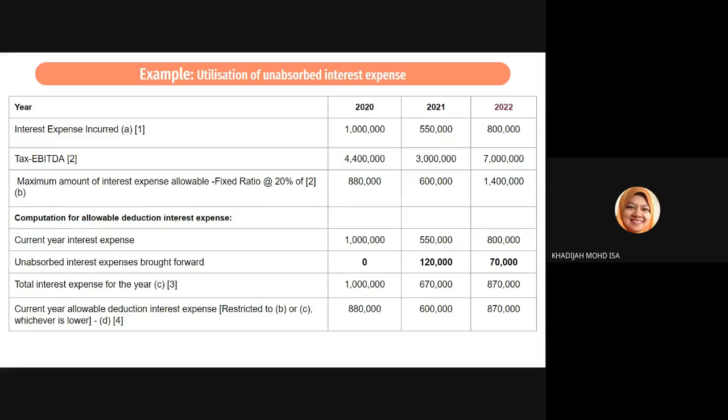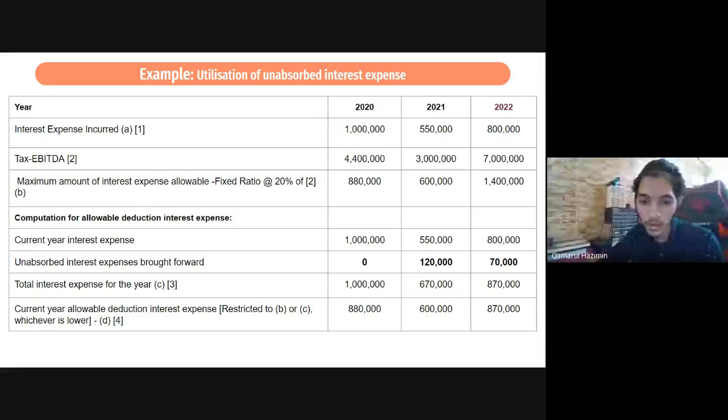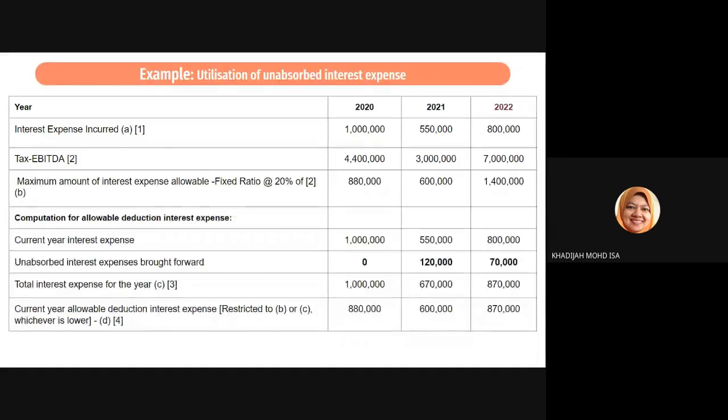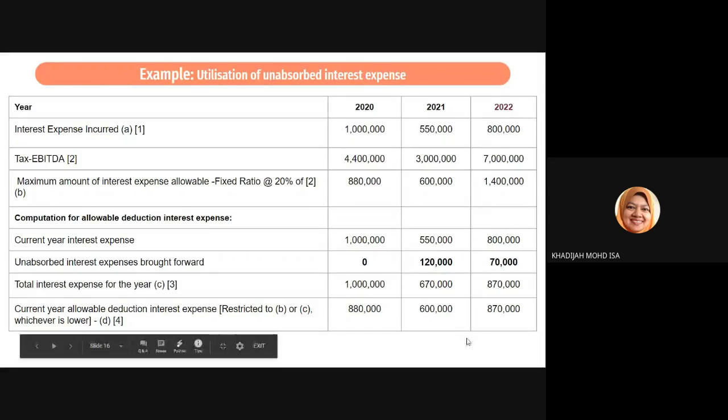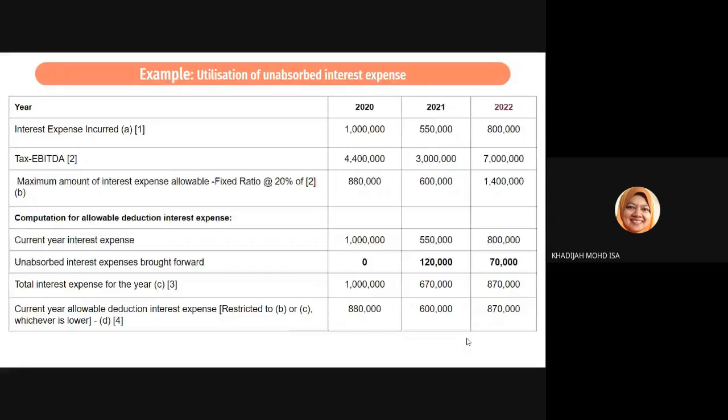But for 2020, you don't have any current year unabsorbed interest because everything is absorbed. Maybe this is the first year, so they don't have the previous unabsorbed interest expenses brought forward. So first, you must know how much interest expense is incurred. That is the first line. And the third line is for you to determine the maximum interest that you can claim. But how much you can actually claim also depends on how much you actually incurred, because you have to take the lower of the two.